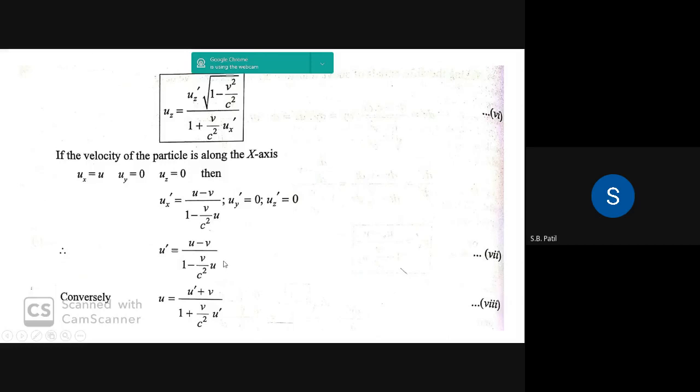Then the inverse transformation equation can be written as, or conversely we can write, u = (u prime + v)/(1 + vu prime/c²).